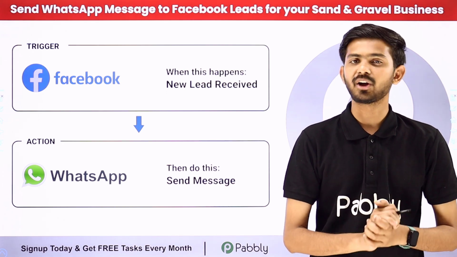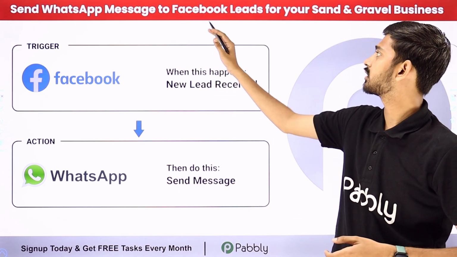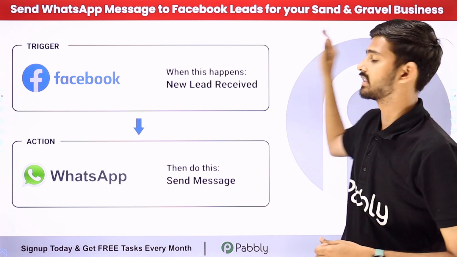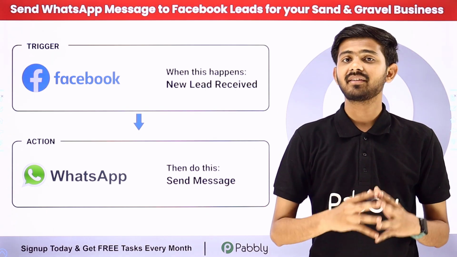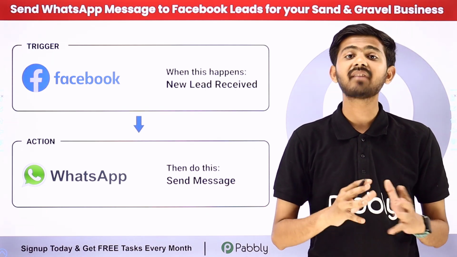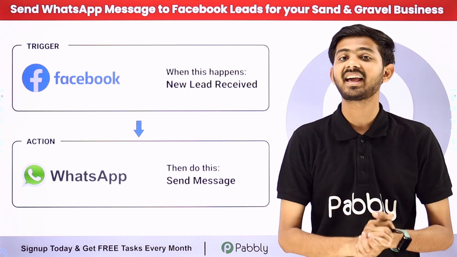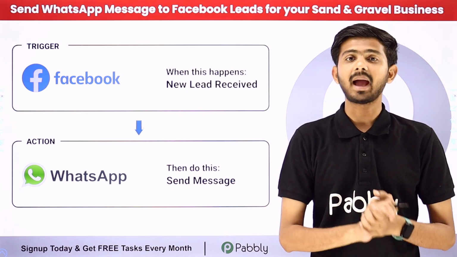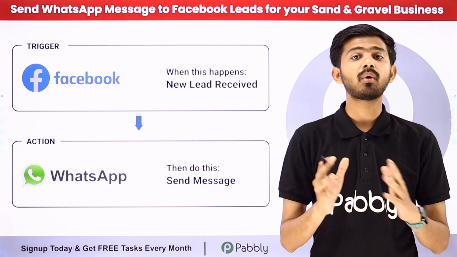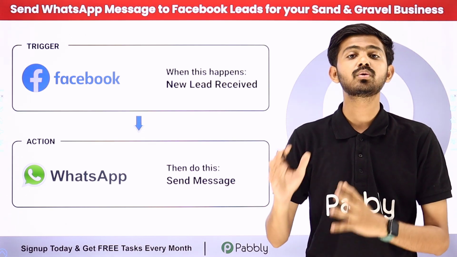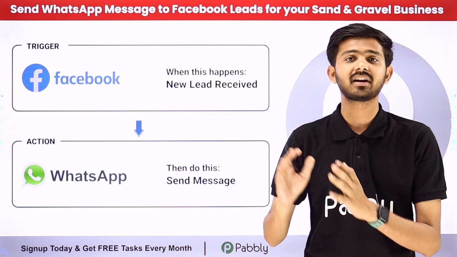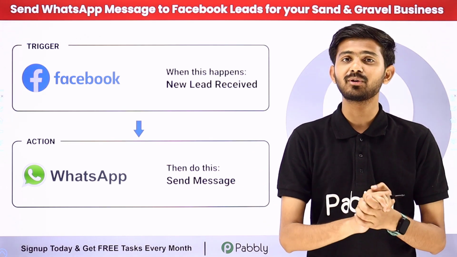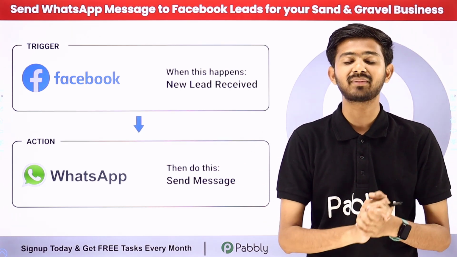Hello everyone, today our topic is how to send WhatsApp message to Facebook leads for your sand and gravel business. So I have a sand and gravel business, and to promote my business I have created a Facebook page on which I am running an ad campaign. Through that ad campaign I'm getting a lot of leads. Now what I want is that whenever I receive a new lead from Facebook lead ad for my sand and gravel business, then automatically I want to send an automated WhatsApp message to that particular lead.